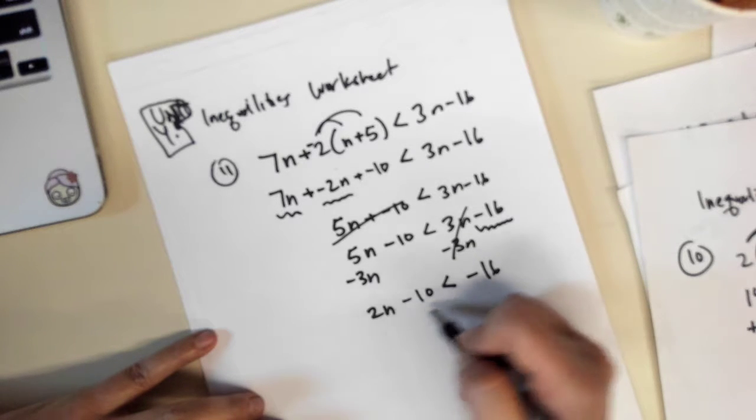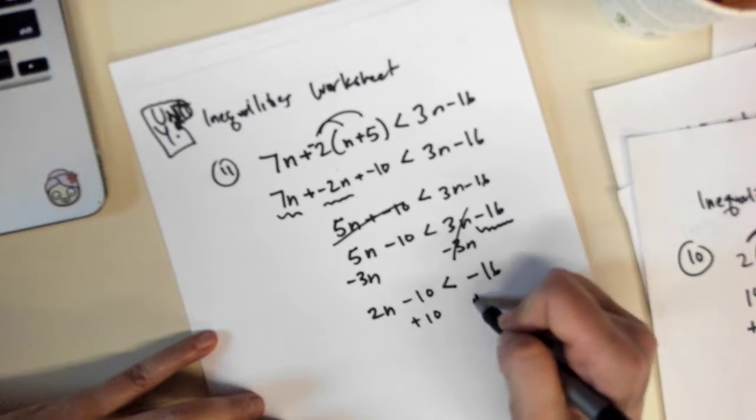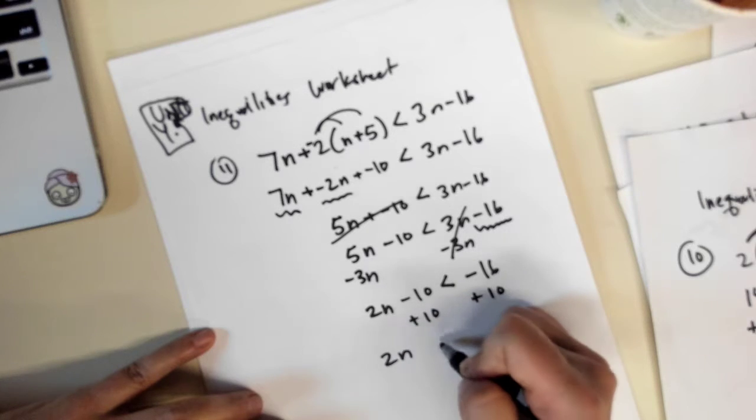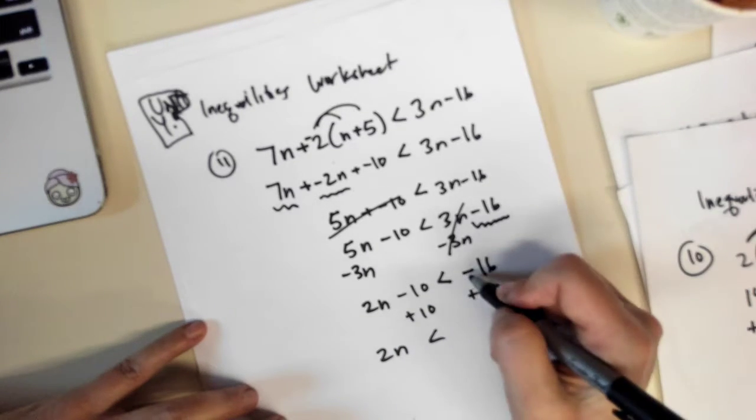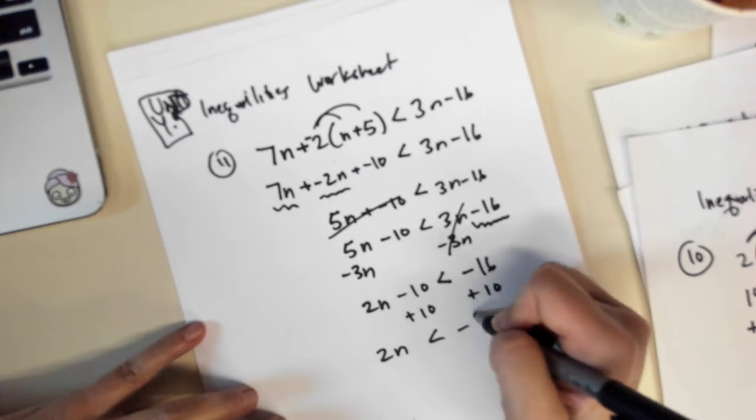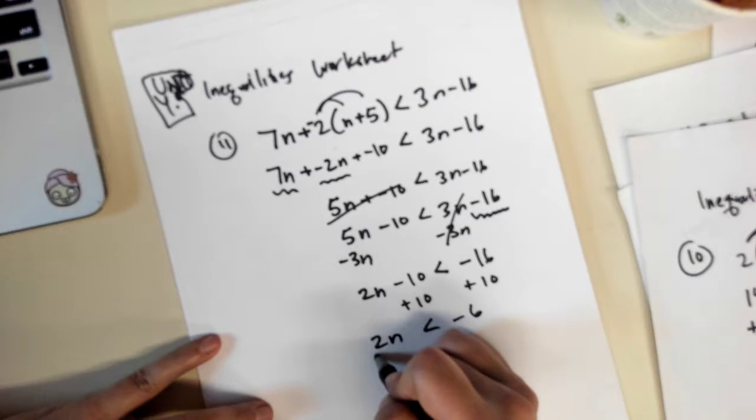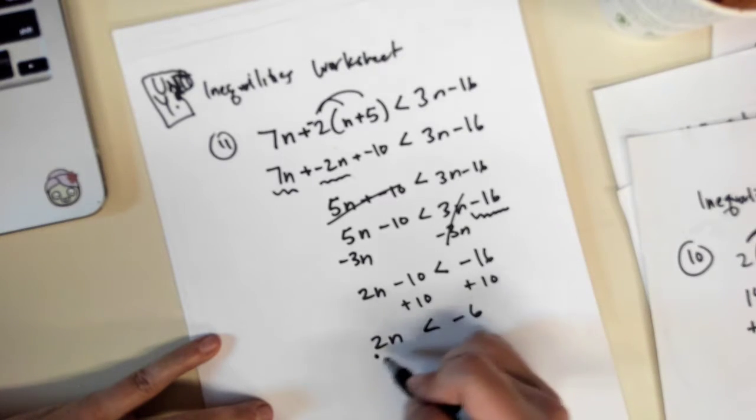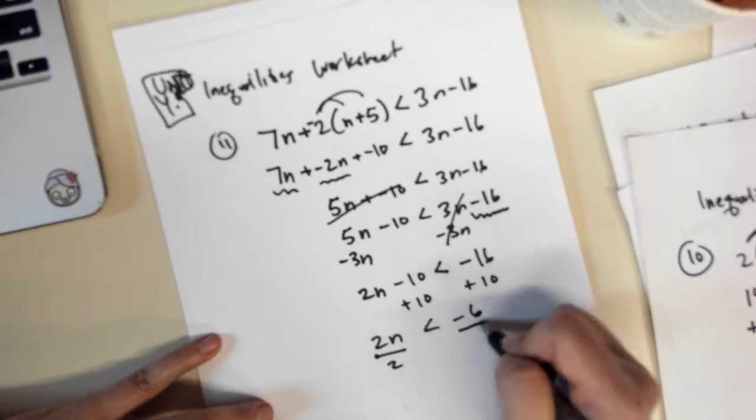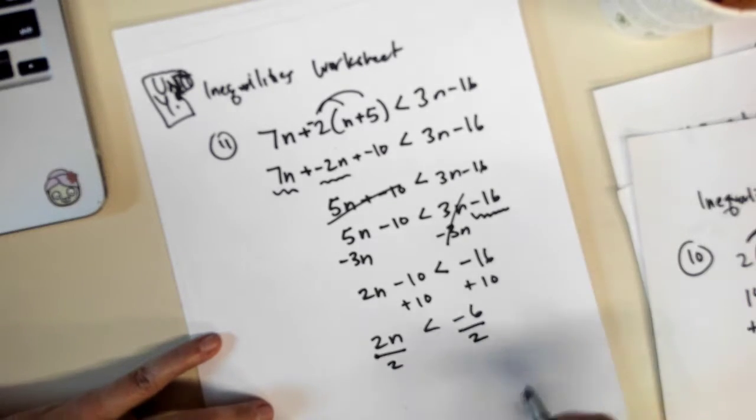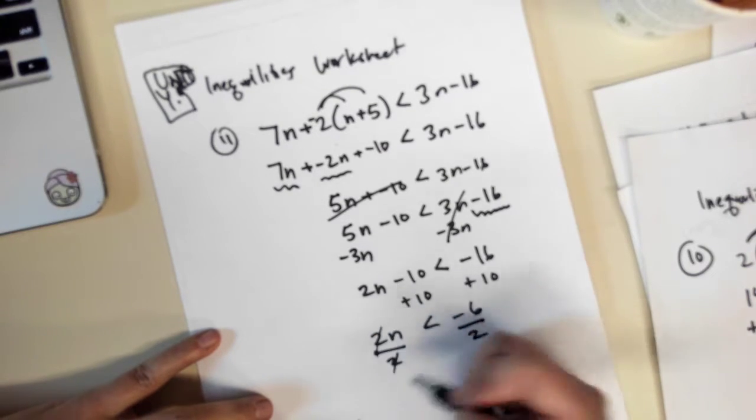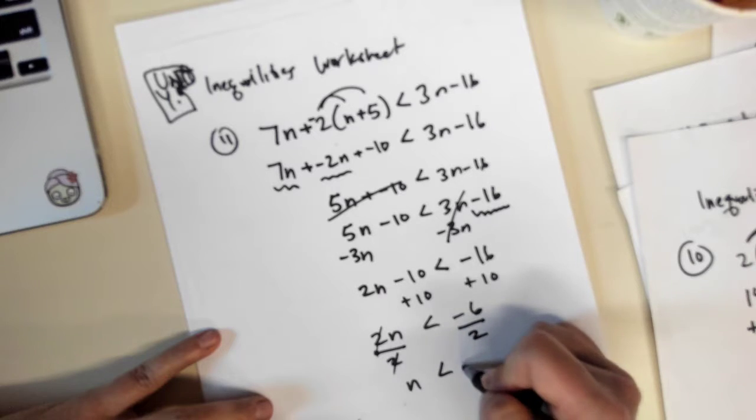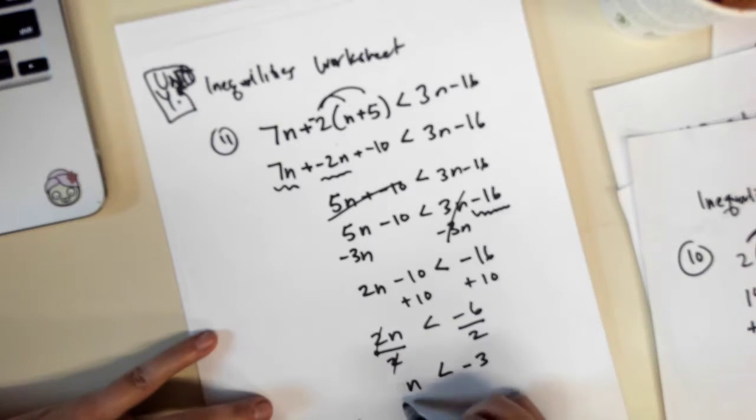I need to get the n by itself, so I'm going to add 10 to both sides. So I get 2n, still with the less than. Negative 16 plus 10, that's negative 6. And I'm going to, let's see, 2 times n. Well, to get n by itself, we can divide by 2, which is the same as multiplying by a half. The 2's cancel, and I'm left with n is less than negative 3.